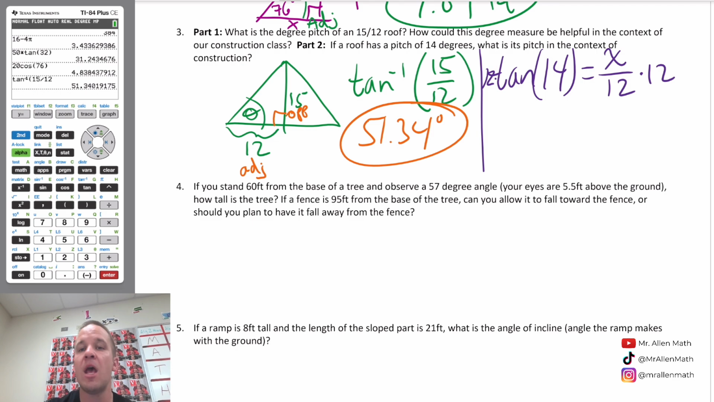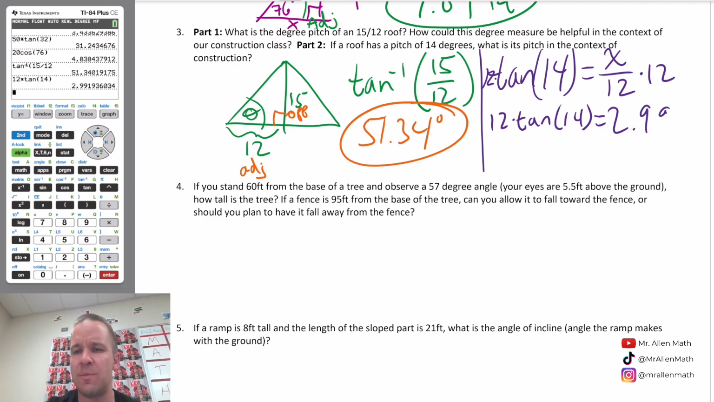It's a little hard to see. And I can type in 12 times tangent of 14. That's going to give me my answer. All right, so that's super awesome. So 12 times tangent of 14. You can close out the parentheses. I didn't do it on the last one, I know. All right, we get 2.99. So 2.99 and change. That's because that 14 is a rounded value, so we're getting slightly off. This is going to be a 3/12 pitch.